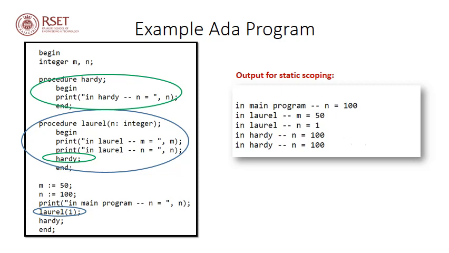Now after that, we return to the procedure Laurel, which also completes, and we return to the main function after the statement where we call Laurel 1. The next statement is Hardy. Again in the main function we are calling the function Hardy, and this time also inside the body of Hardy we are printing the statement "in Hardy n is equal to". Again we check whether n is defined in Hardy. If not, we take the value from the global scope, and it prints in Hardy n equal to 100. So this is how the output looks if we use static scoping.